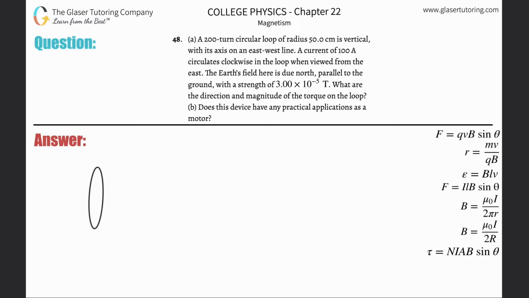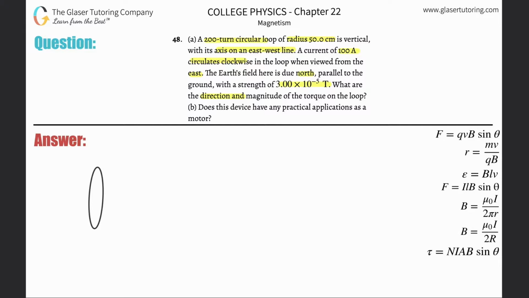Number 48, letter A. A 200 turn circular loop of radius 50 centimeters is vertical with its axis on an east-west line. A current of 100 amps circulates clockwise in the loop when viewed from the east. The Earth's field here is due north, parallel to the ground, with a strength of 3 times 10 to the minus 5 Tesla. What are the direction and magnitude of the torque on the loop?